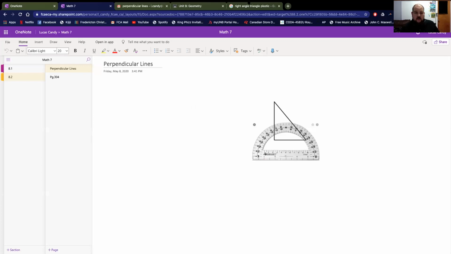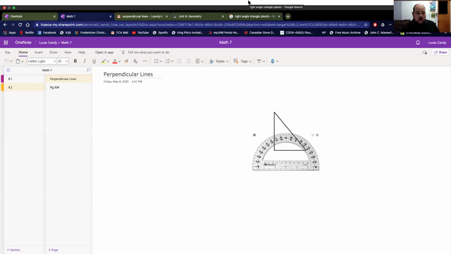All right, everyone, good morning. So today, 8.2, we're starting off on page 303, and it's on perpendicular lines.